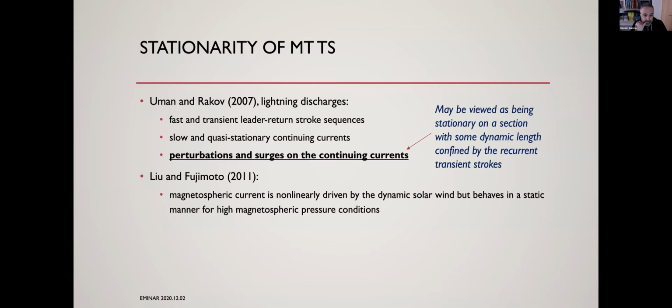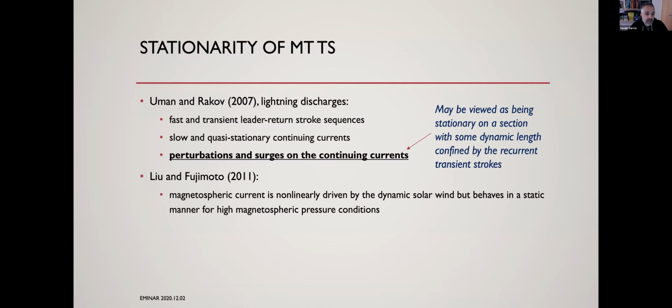They categorize the lightning discharges as fast and transient return stroke sequences, slow and quasi-stationary continuing currents, and finally perturbations and surges on the continuing currents. These last ones are longer-standing and more usual, and are pretty much made for the AMT source. They might be viewed as stationary on a section with some dynamic length confined by the recurrent transient strokes.